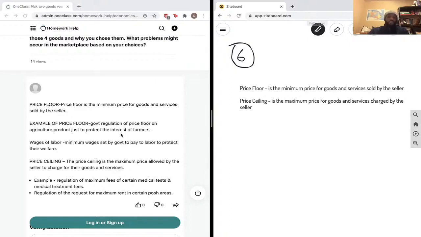Look at wages of labor. If the minimum wage is a little too high, employers might fire some people if the wages need to go up higher, or they might only be able to hire a certain amount of people than if the wages were lower.